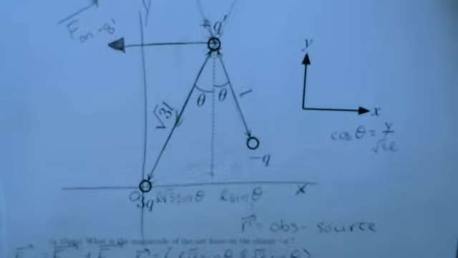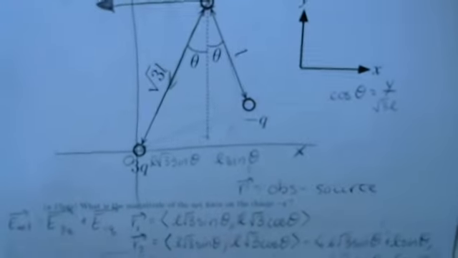And in order to find even the electric field acting on negative q prime, you need to find the relative position vectors first for charges 3q and negative q. So what I did here is you have E net equals E3q plus E negative q, and that should give you the net electric field acting on negative q prime.